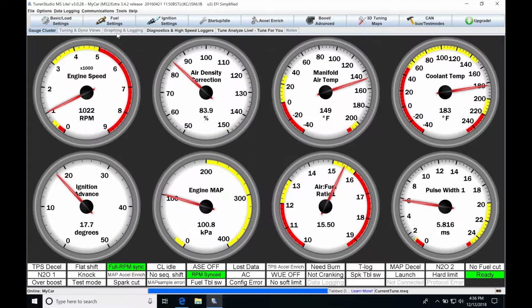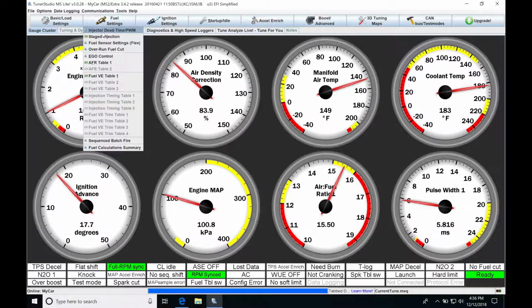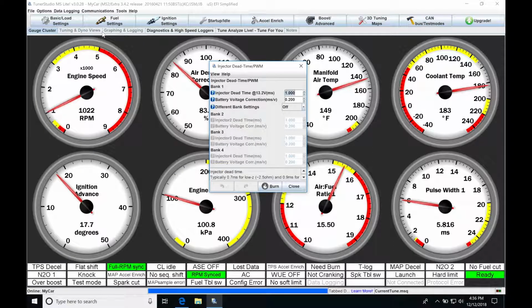Let's close this out. So let's jump into fuel settings now. We're going to be taking a look at our injector dead time. So this is pretty straightforward, but it's going to be differing from other standalones. It's actually going to be a really simple way to provide our injector data.